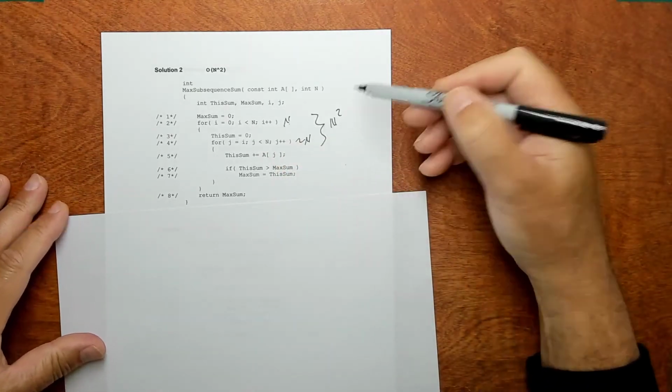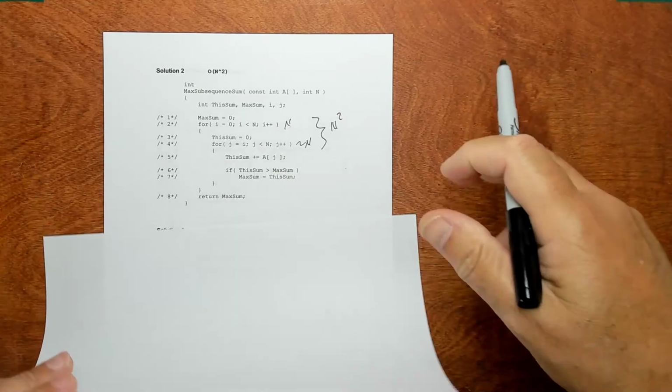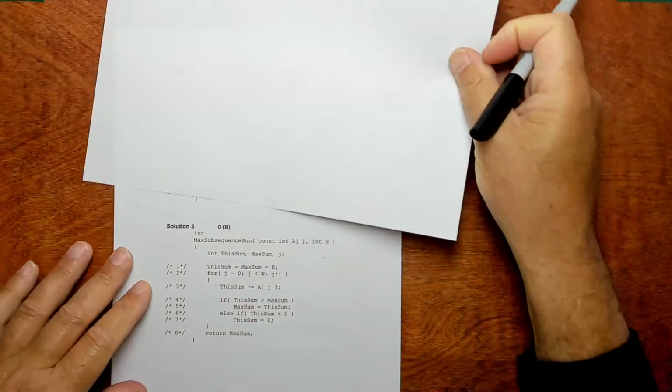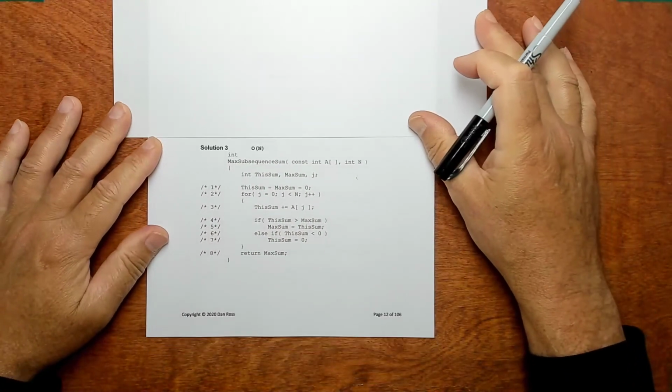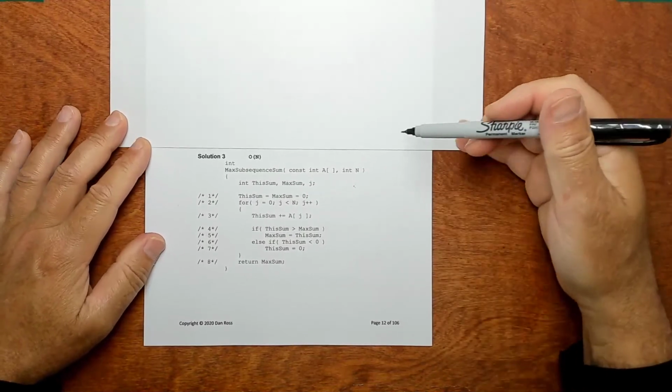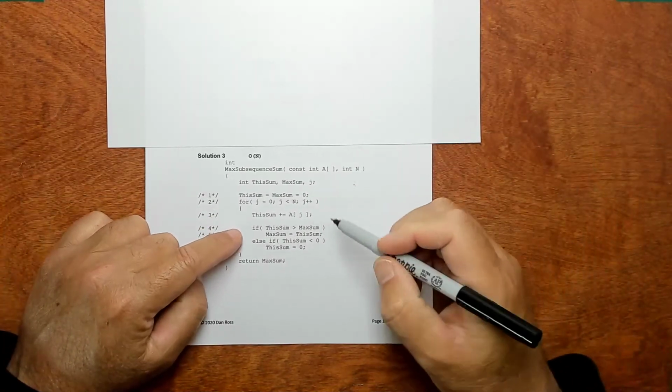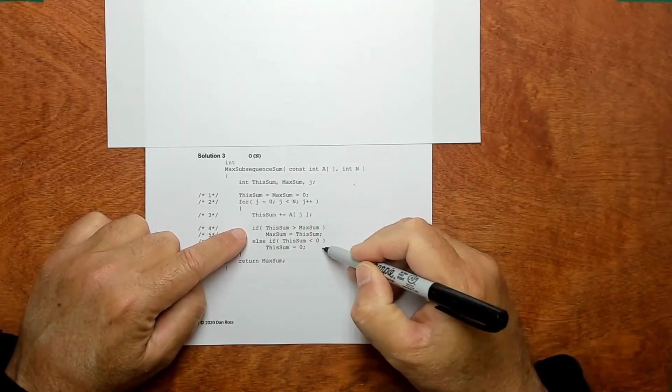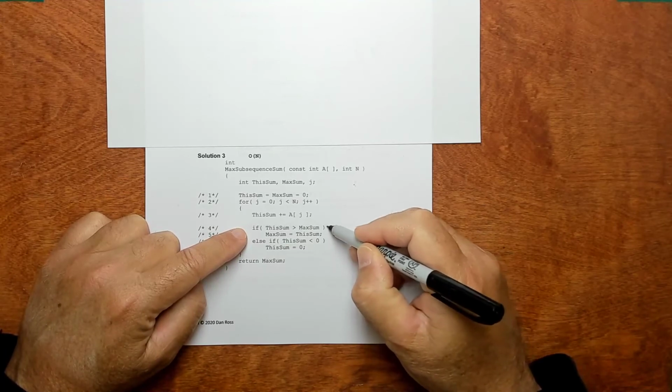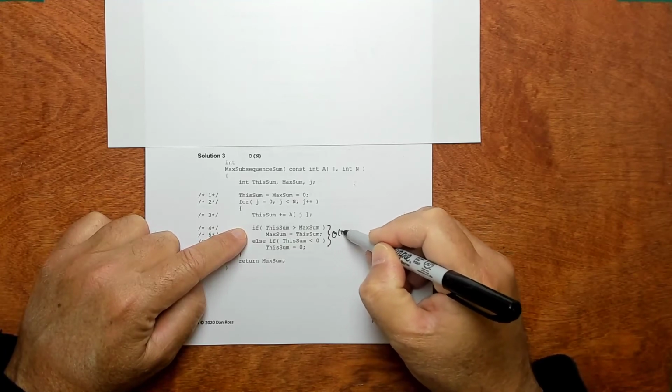So n inside of n is n squared, right? There's an even better one than that somebody figured out. Somebody figured out how to do this in n time. Okay, so all of this junk in here, we can just call this big O of 1.